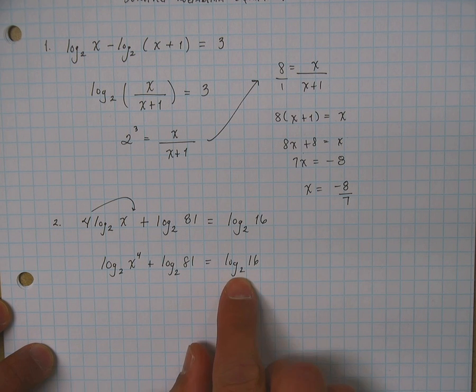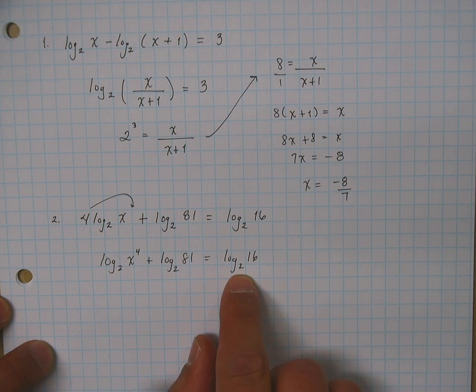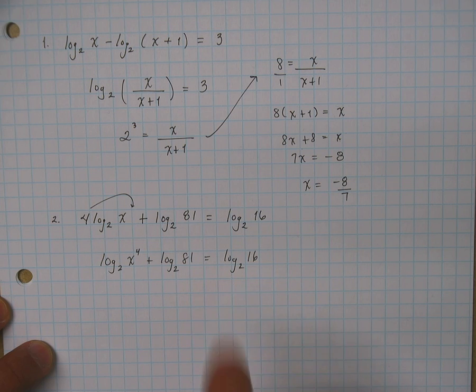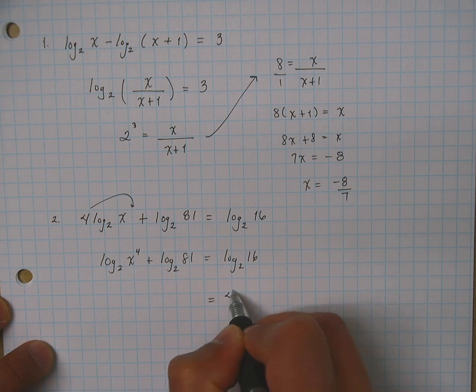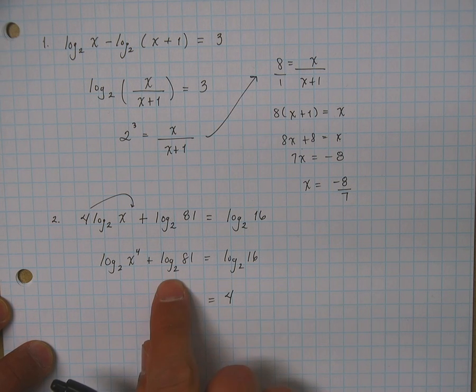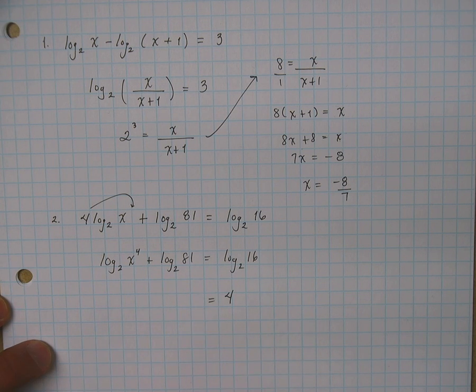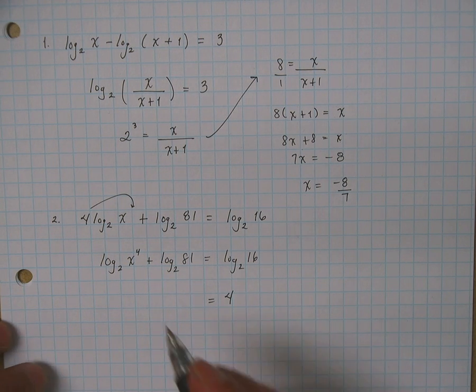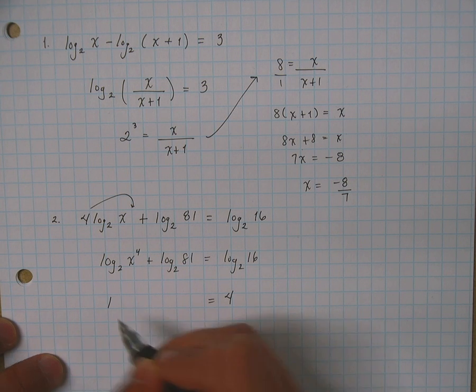Now if you notice, this sounds familiar. Now 2 to what power gives you 16? Well, hopefully you remember that, and it's 4. Now what about this one? 2 to what power is 81? That one's a little bit tougher. That's nothing really. You'll get a decimal. So we can't do much with it.